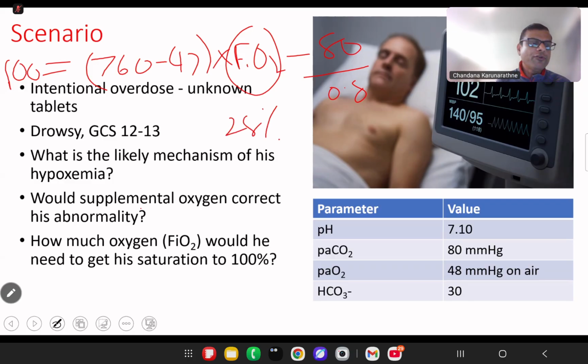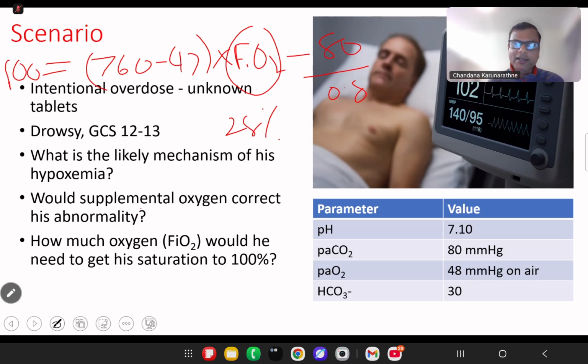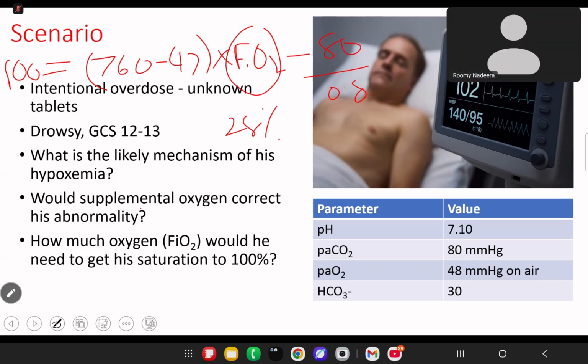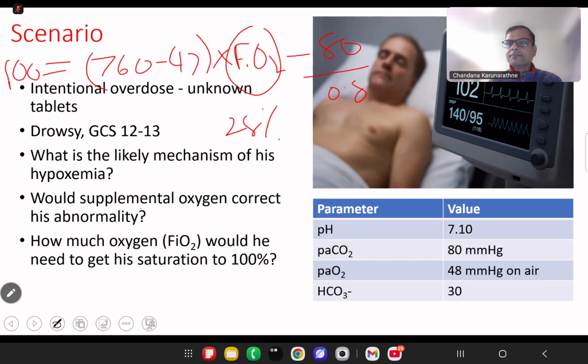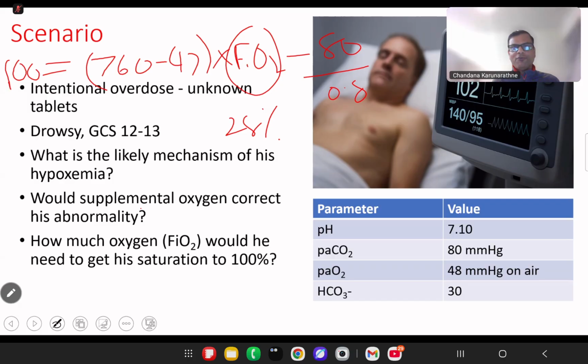So if you want to get 28%, what oxygen device would you use? White color Venturi. Okay, you can use Venturi for 28%. Otherwise, if you use nasal prongs, how much oxygen would we use? 2 liters. Okay, if you use 1 liter, you get 24%. If you use 2 liters, 28%. Yeah, good. So just 2 liters of oxygen from nasal prongs will get the saturation to 100%.